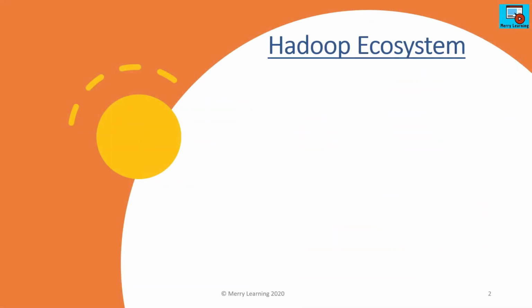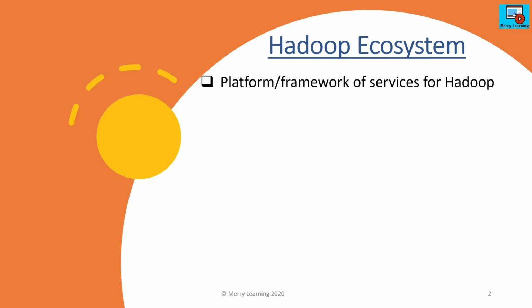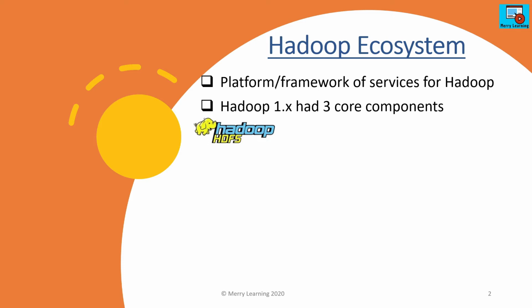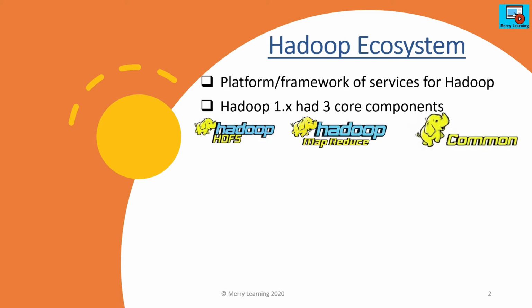Hadoop ecosystem is a platform or a framework of services for Hadoop. Just for the sake of understanding, consider the Hadoop ecosystem to be a bundle of software that helps to work on big data. Hadoop 1.x had three major components in the ecosystem, which were HDFS, the Hadoop Distributed File System, MapReduce, and the Hadoop Common. HDFS is a component for storing the big data. MapReduce is the component which helps to analyze the big data stored in HDFS.